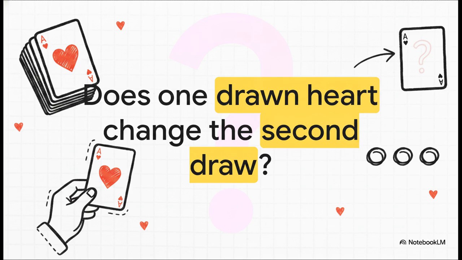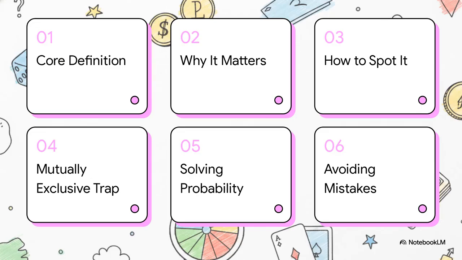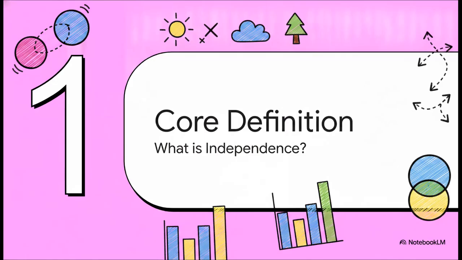mastering this stuff. So here's our roadmap for this Sense of Study explainer. We're going to start with the core definition, look at why it actually matters, figure out how to spot it in the wild, dodge the infamous mutually exclusive trap, put the math into action, and wrap up by avoiding those pesky test day mistakes. All right, part 1, the core definition.